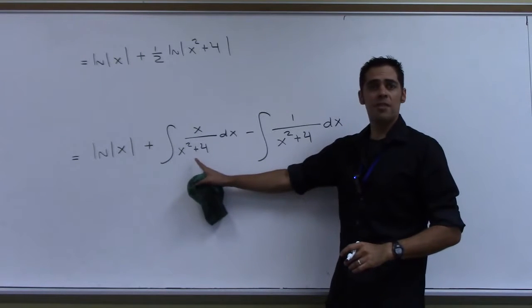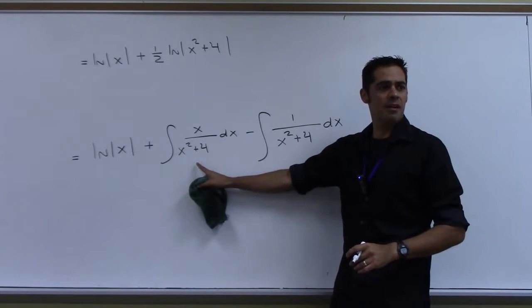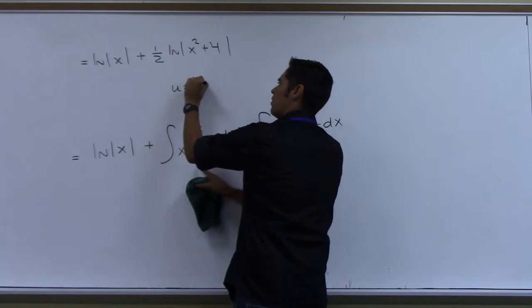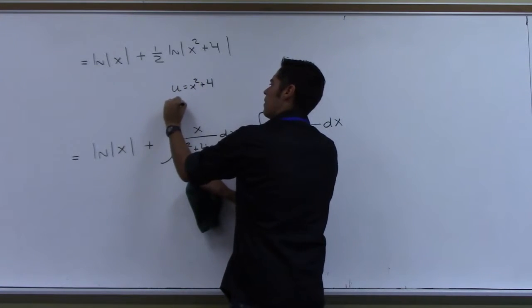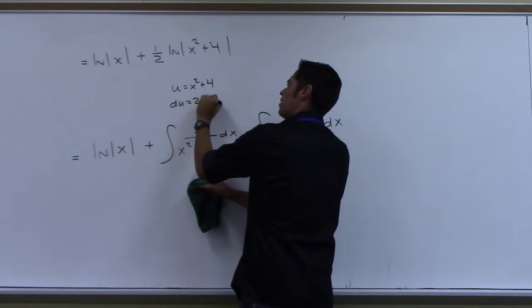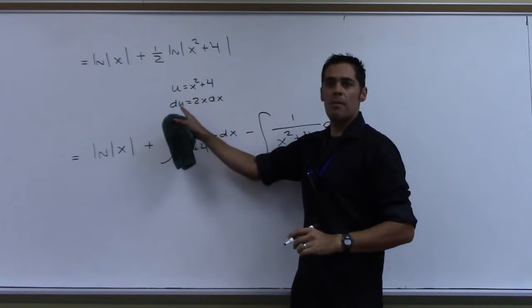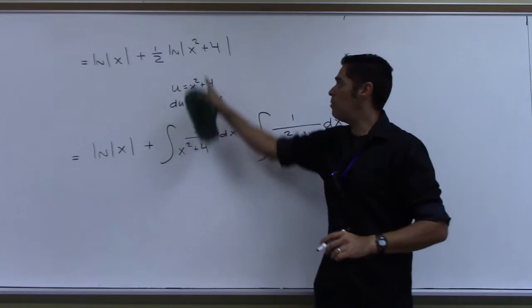If you do a u sub on this one, right? U is the entire denominator. So u is x squared plus 4. The derivative of that is 2x dx. Do you have 2x dx? No, you're off, so you scale by 1/2. And so that one works this way.